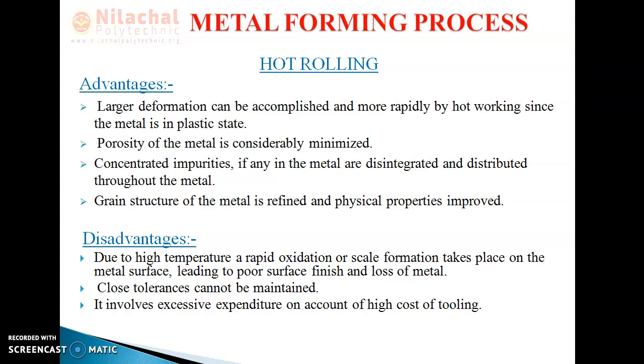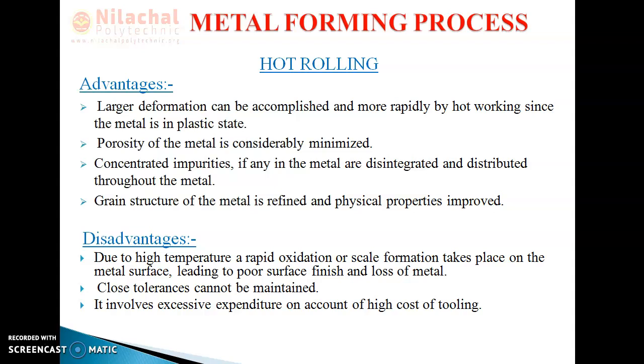Number 4, grain structure of the metal is refined and physical properties improved, because we are heating the material above its recrystallization temperature. Thereafter we put it into the hot roll, so the grain structure of the metal is refined and physical properties improved. We already discussed, or you can read, these things in heat treatment in 3rd semester material science. These are some advantages. Now let us discuss some disadvantages.